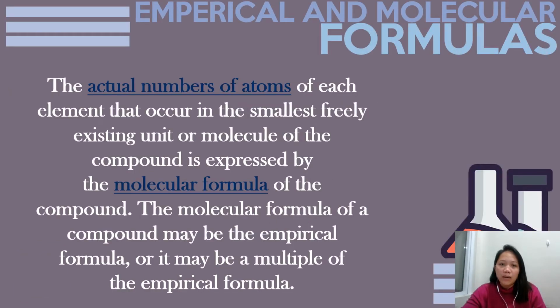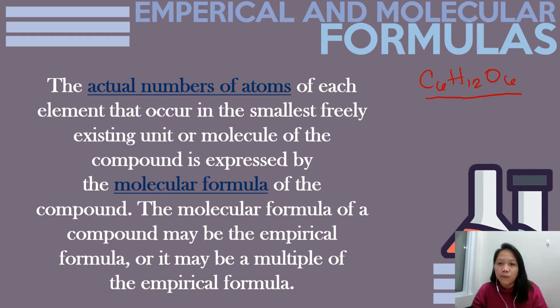So when you say molecular formula, these are actually the actual numbers of atoms of every element in a certain compound. So take for example, you have glucose, C6H12O6. That means this is the exact number of atoms in every element of glucose. There are 6 carbon, there are 12 hydrogen, and you have 6 oxygen. That is what you mean by molecular formula.